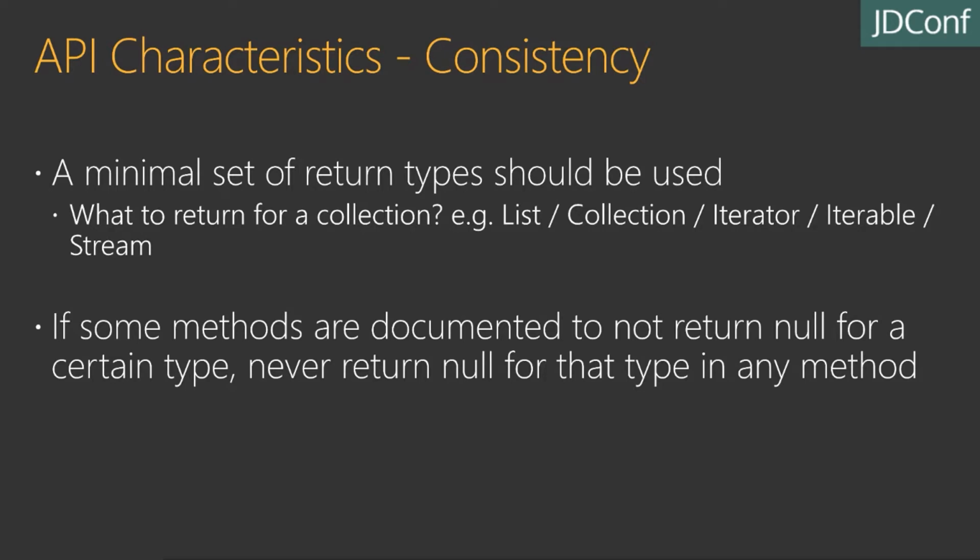Similarly, if you've got an API that returns string, for example, and you document that in all cases it's going to return non-null, so it's going to return an empty string instead, and in some cases you return null by accident, you're going to turn your user off. You're going to make them never trust you again. They're always going to be defensive and start null checking in all cases. So it's really important that when we document we won't return nulls for a particular type, we are very consistent in doing that.